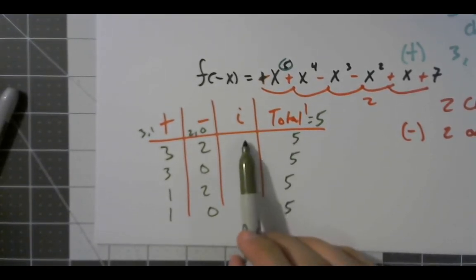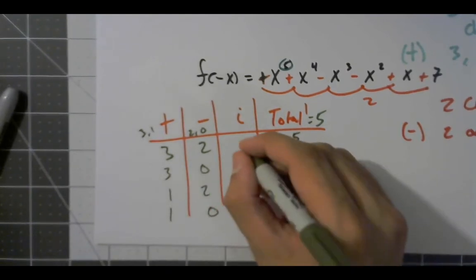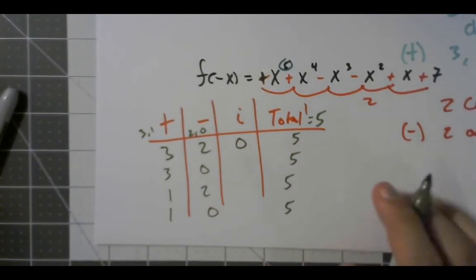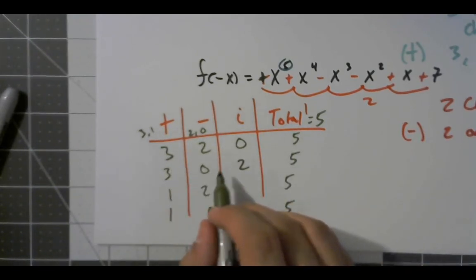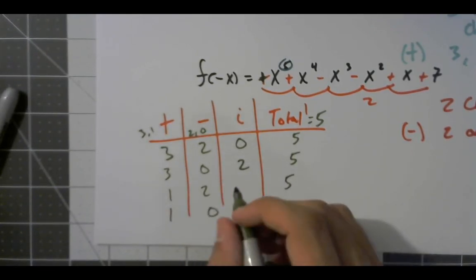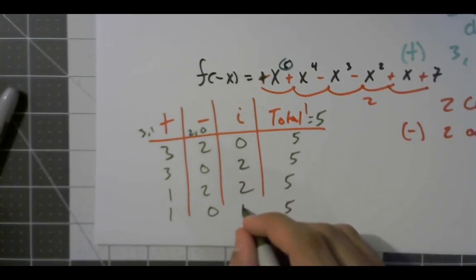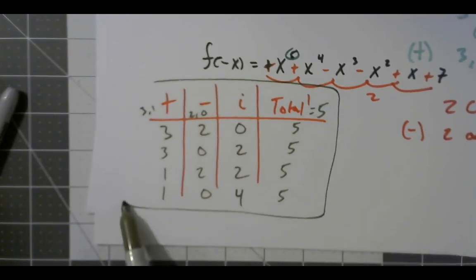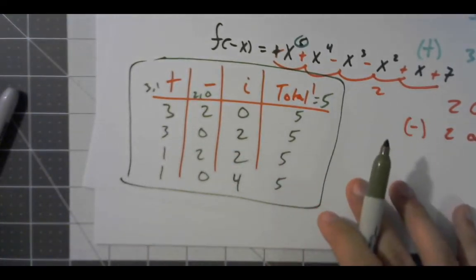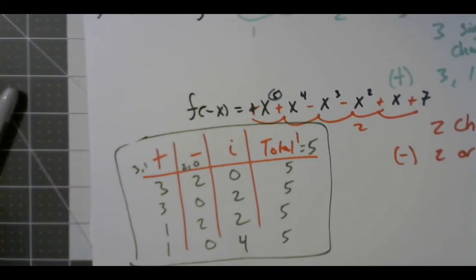Now to get my imaginary, I add these and figure out what I need left. 3 plus 2, it's already at 5. I don't need any more. 3 plus 0, I need 2 to get to 5. 1 and 2 is 3. I need 2 to get to 5. And this one I need 4. So that's my answer right there. On level, this is one of your short answers. Know how to do this.